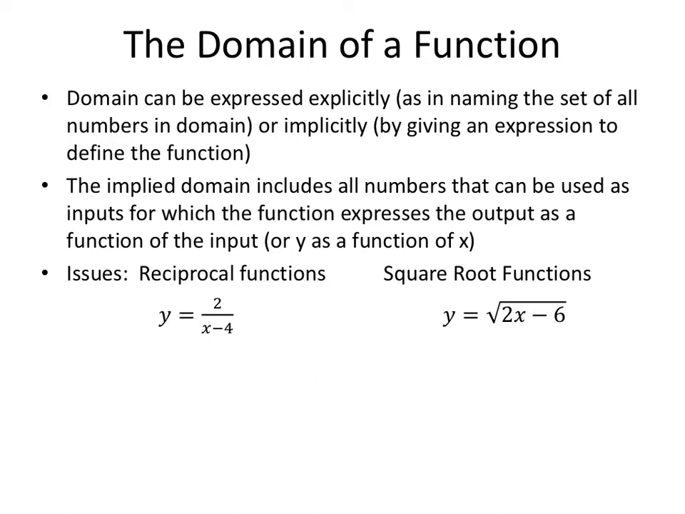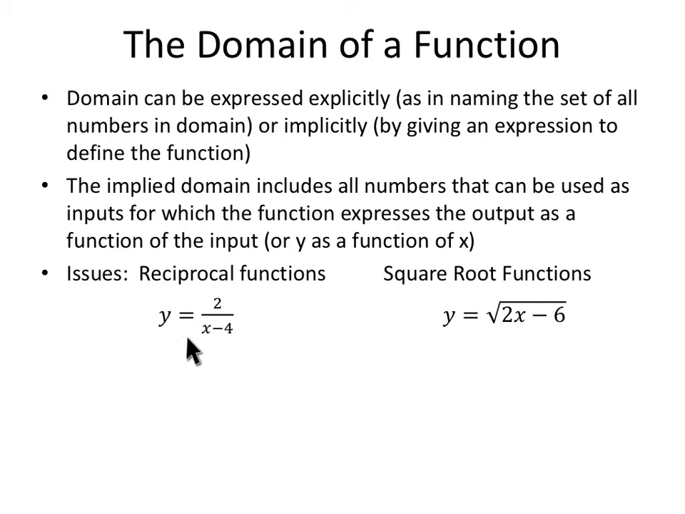Implicitly is when I just give you something like this, okay? So the implied domain includes all the numbers that can be used as inputs for which the function expresses the output as a function of the input. Thinking of it as, say, we want to know what can I put into this function without breaking it, is how I like to think of it, okay? And there's two different situations where you can essentially break a function, where you can cause it to have outputs that don't exist. Okay?